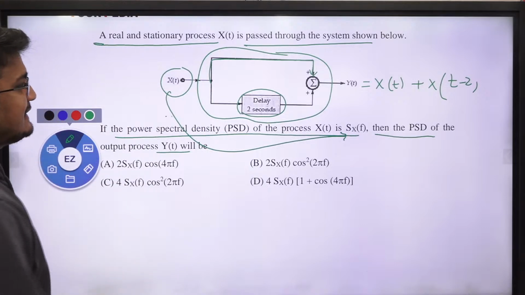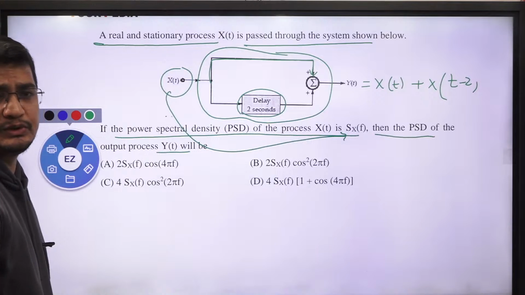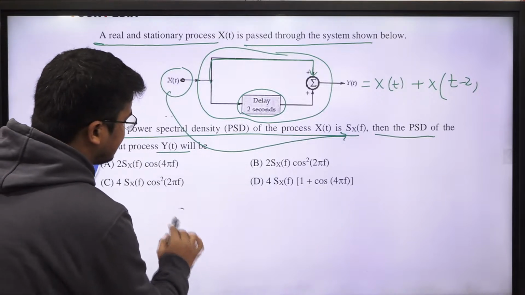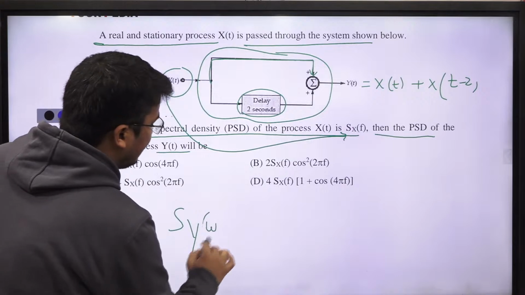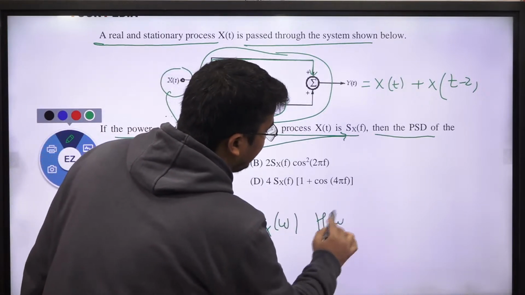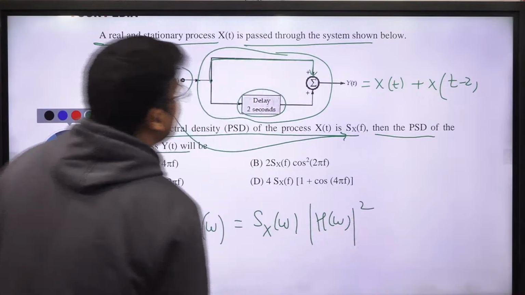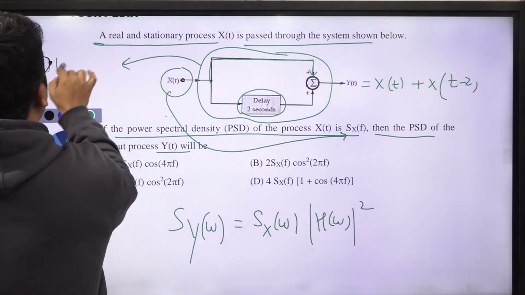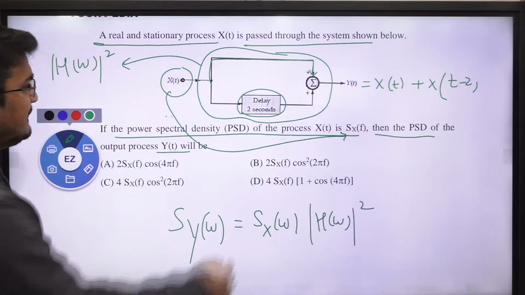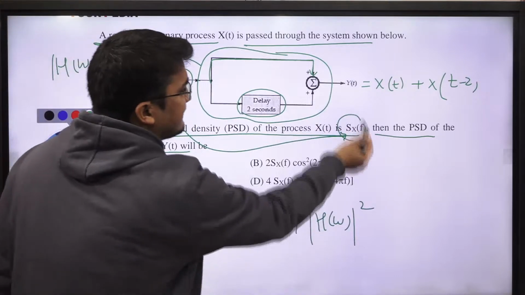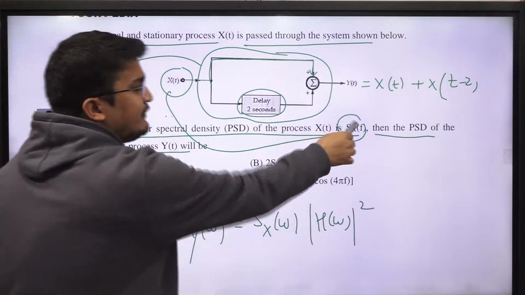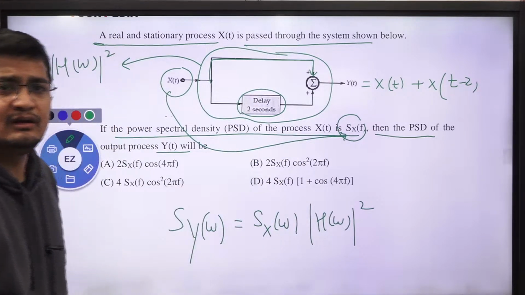So now he's asking for the power spectral density of the output. Just now I told you that there is the Wiener-Khinchin relation: Sy of omega is equal to Sx of omega times mod h of omega squared. So if you can calculate h of omega for this, take the mod and square, and multiply with the input power spectral density, you will get the output power spectral density. He is giving it in f, so you convert omega into f later.